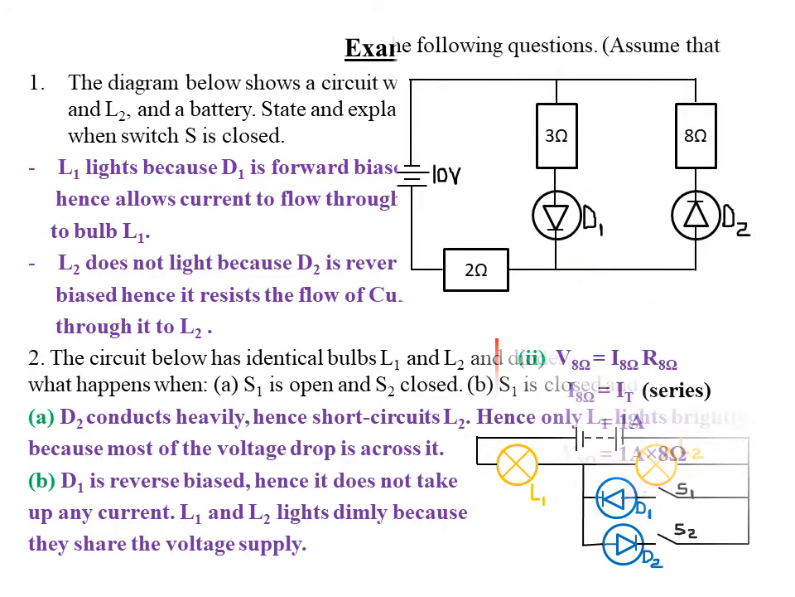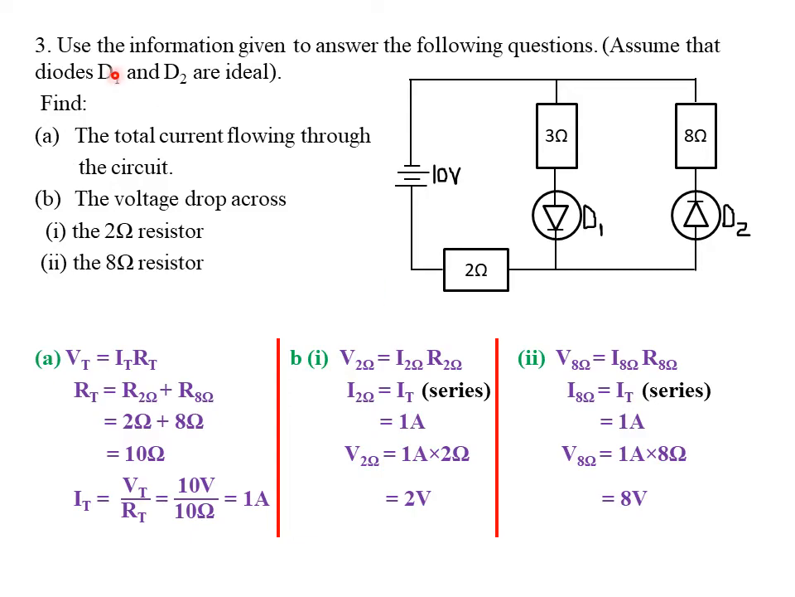Next, we look at our third and last example, which reads: use the information given to answer the following questions. Then we are told to assume that the diodes D1 and D2 are ideal. So we are told to find, part A, the total current flowing through the circuit.